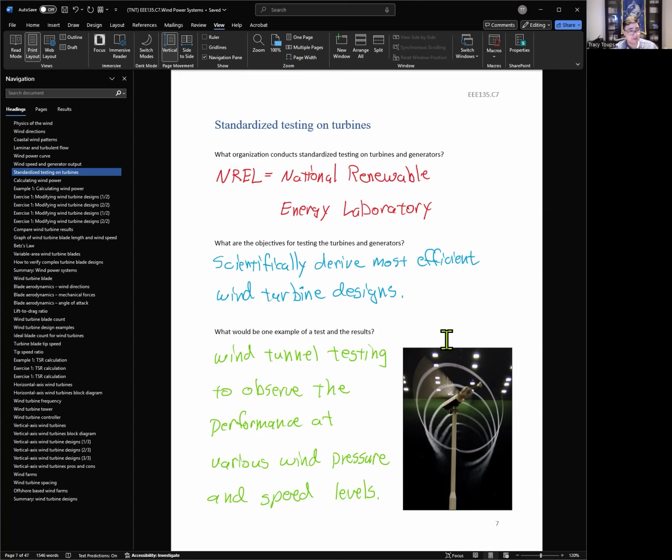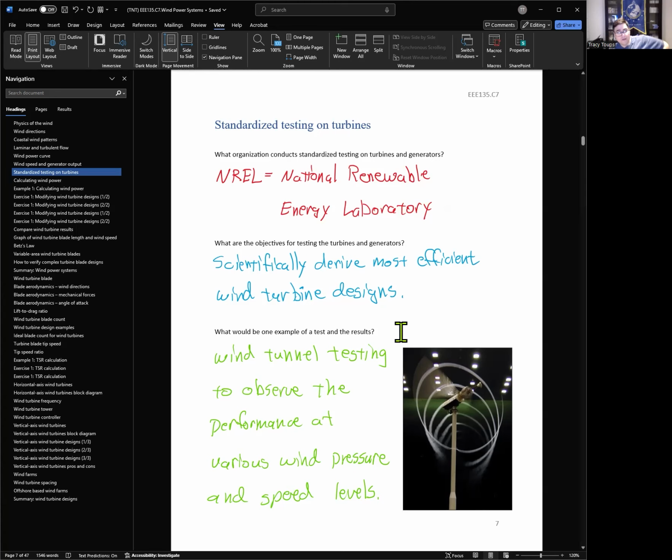This is a government agency. It conducts standardized testing on all wind turbines and generators. So when you try to buy something on Amazon, am I buying a piece of junk or not? You could go to the NREL website and check whether they reference this. Is there material to prove that this is a good wind turbine or is it a piece of junk?